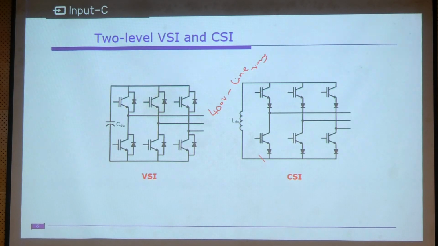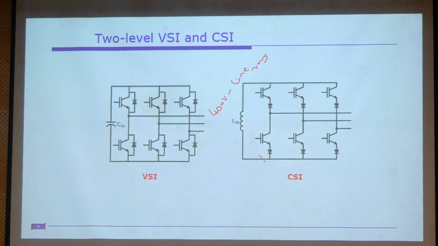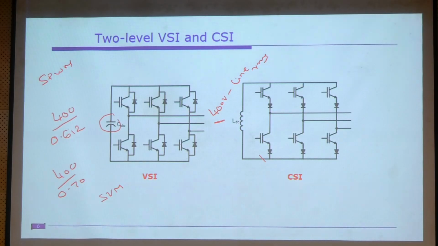So in this case, the point is how to select the DC link voltage. Here this is 400 volts. Depending on what kind of PWM method you are using, if you are using a sine PWM technique, you require 400 by 0.612. If you are using a space vector modulation technique, you require 400 by 0.707. That is the DC link voltage that you require. Understood?